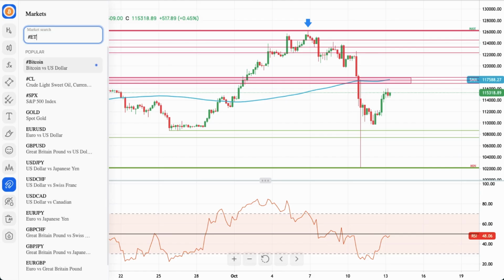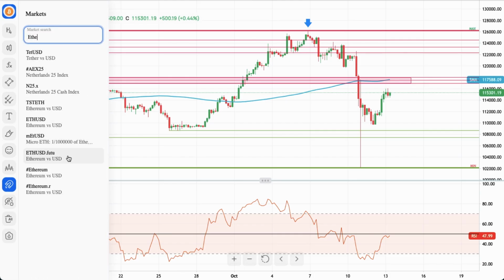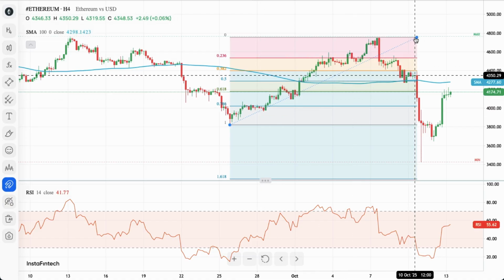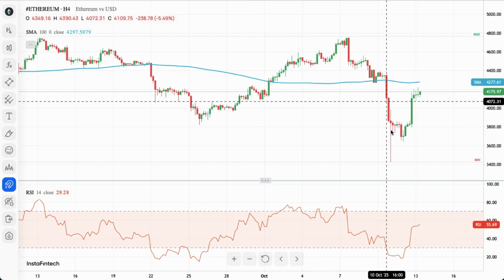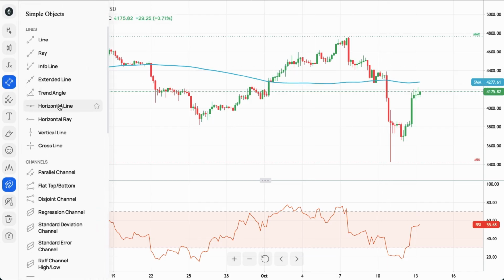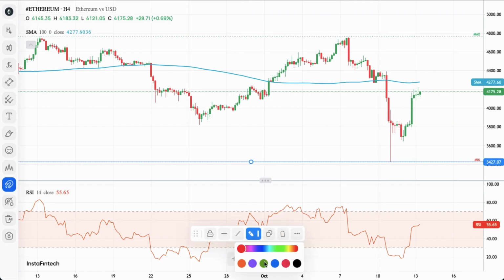And last but not least, let's take a look at the Ethereum. The same situation was on the Ethereum. As you can see, this Fibonacci measurement is no longer valid. We went as low as 3,427. So let's mark this level as the extreme low. And this is quite an important situation here.